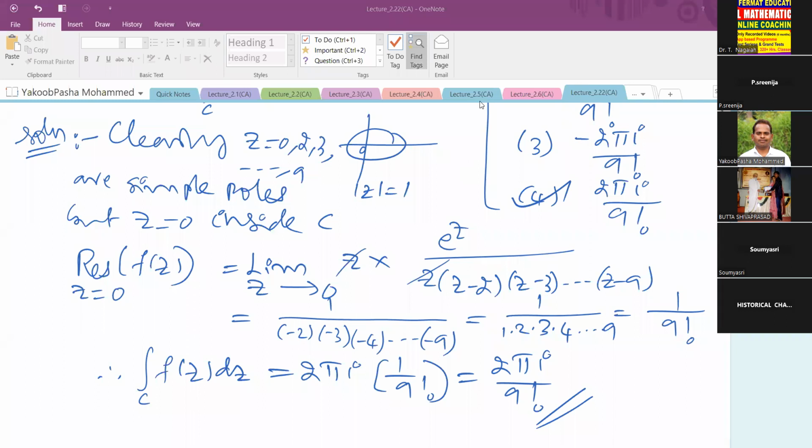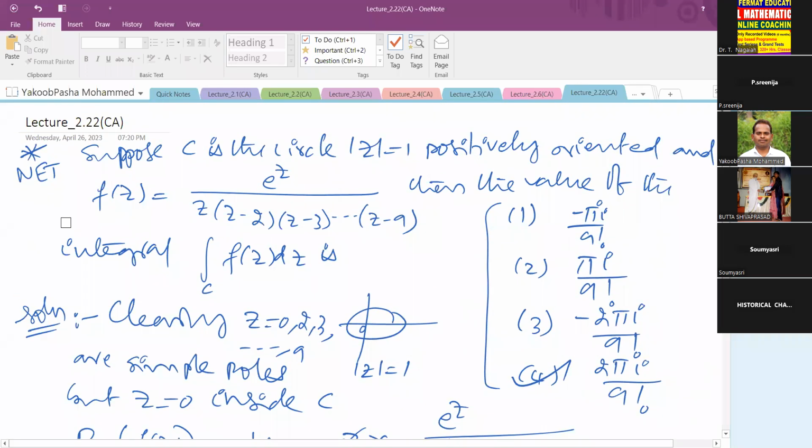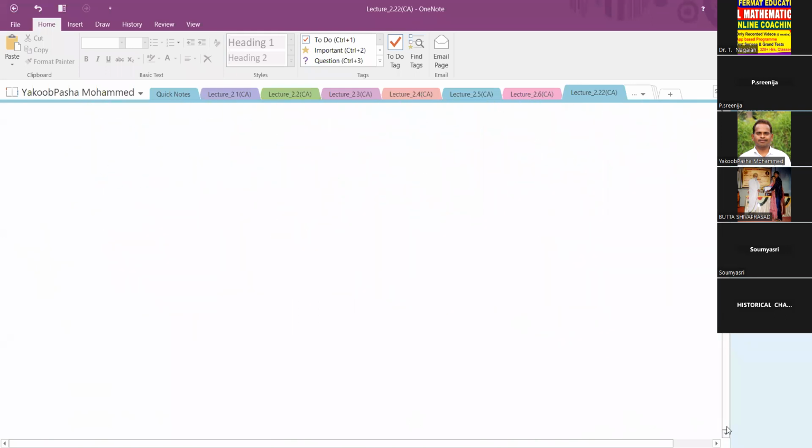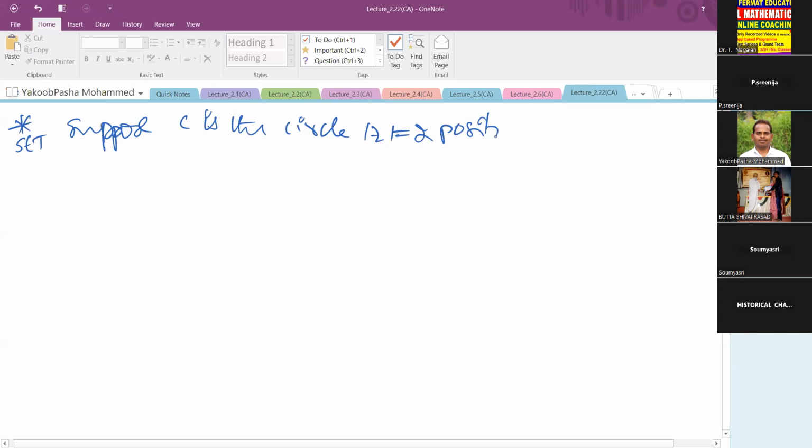Okay. Now I'm taking another problem, a SET question. Suppose C is the circle |z| = 2 positively oriented.